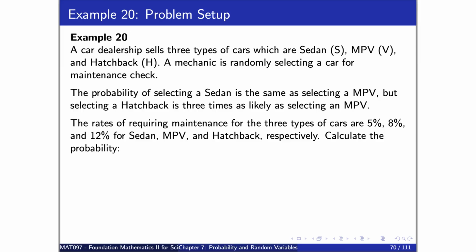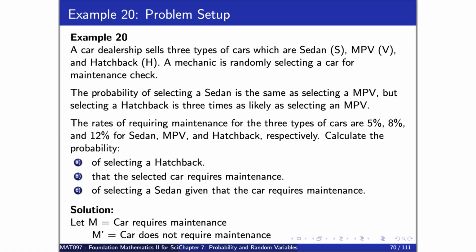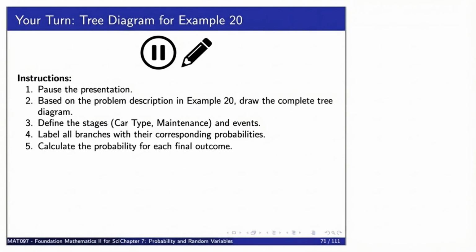Next, we are given the maintenance rates: 5% for sedans, 8% for MPV, and 12% for hatchbacks. Our goal is to find the probability of selecting a hatchback, the probability that the selected car needs maintenance, and the conditional probability of selecting a sedan given that it already requires maintenance. Before we calculate anything, this is the perfect time to build a tree diagram. I highly encourage you to pause the video and try drawing it yourself.